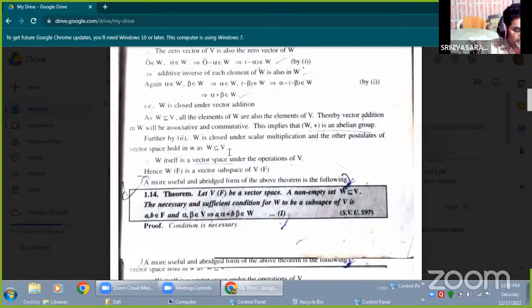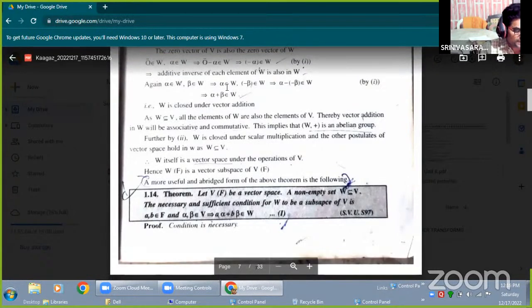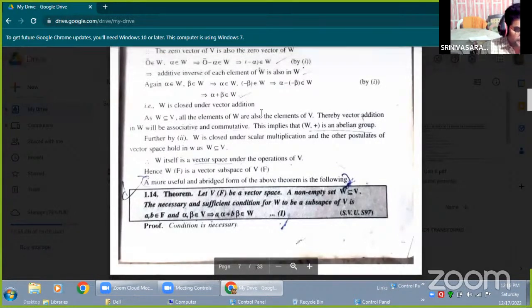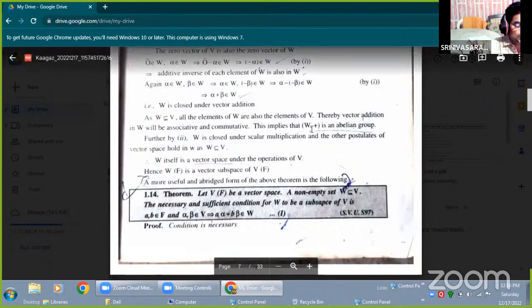Therefore, V under addition and scalar multiplication is a vector space, and for the given non-empty subset all the postulates are satisfied under the vector space definition. Now we have to derive that W itself is a vector space under the same operations. That's why W(F) is a vector space through the two conditions. That is the two-step test.